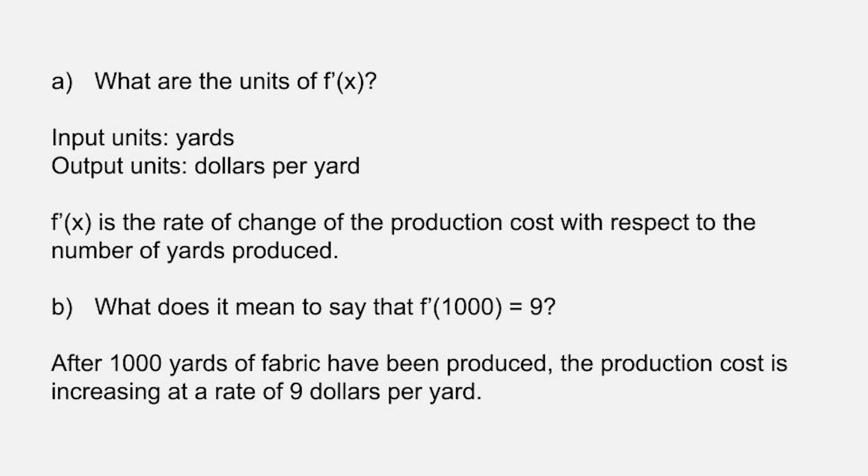So after 1,000 yards of fabric have been produced, the production cost is increasing at a rate of $9 per yard. So this would be important to know if you were a manufacturer, because after you've produced a certain number of a product, you'd want to know how much it would cost to continue to produce this product. Because maybe after you've got the manufacturing process down, it gets cheaper over time, or maybe it starts to get more expensive. I don't know, I'm not a manufacturer, but these are all things that you'd want to take into account if you were running a business.